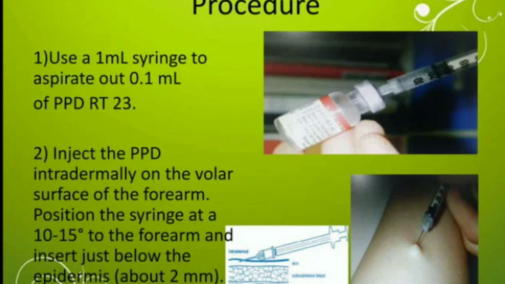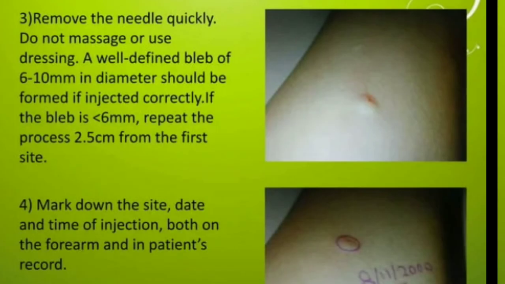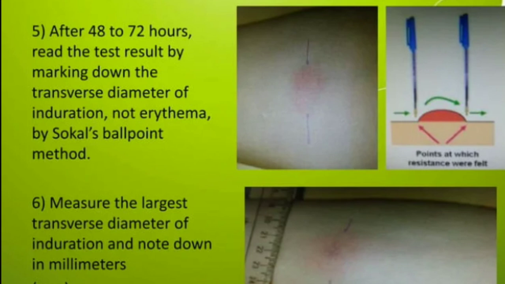Procedure. Use a 1 ml syringe to aspirate 0.1 ml of PPD RT23. Inject the PPD intradermally. Remove the needle quickly. Do not massage or use a tracer. A well-defined bubble of 6 to 10 mm in diameter should form if injected correctly. If the bubble is less than 6 mm, repeat the procedure 2 to 6 cm from the first site.